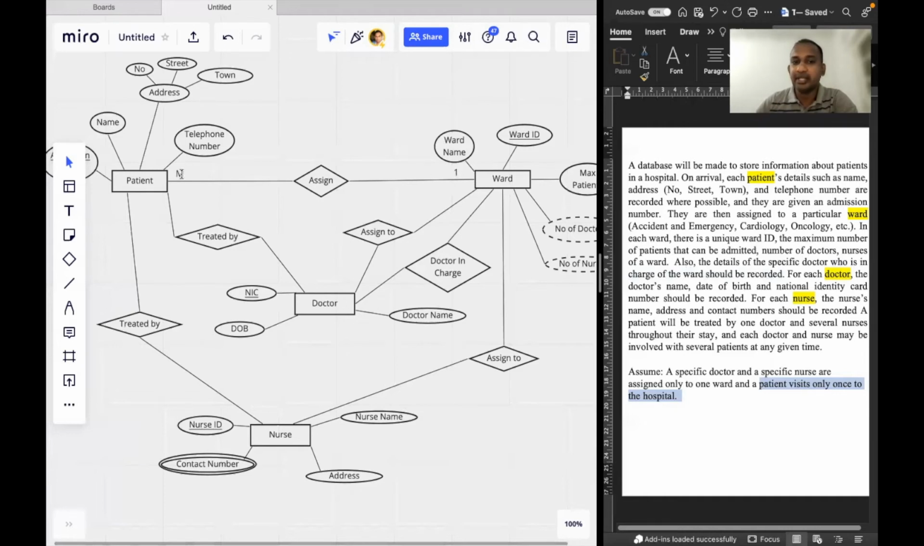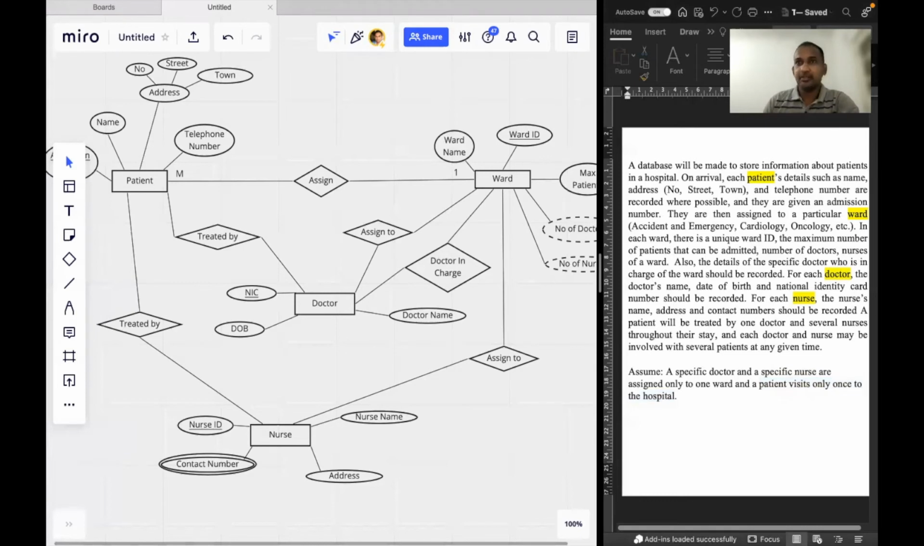How is it many? Take this ward as 1. If you take this ward as 1, how many patients can there be? One or many. There can be many patients, not only one patient. In such a situation, we put it as many. Likewise, we have to draw the other cardinalities of the ER diagram.